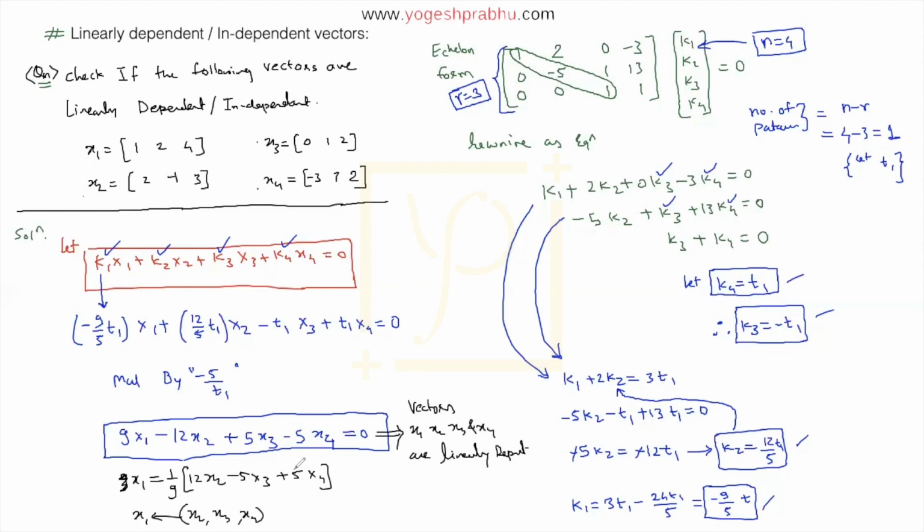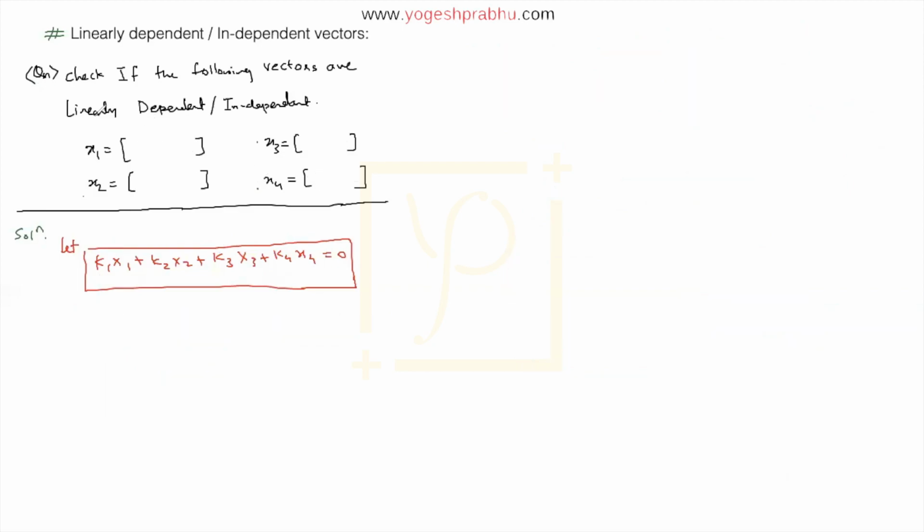Now, we're going to see one more question and solve it in a very similar way, and we will see what answers we get. So let's go to the next question now. The question is the same: we have to find out whether the vectors are linearly dependent or independent. I will only change these values, and just see how it works out.